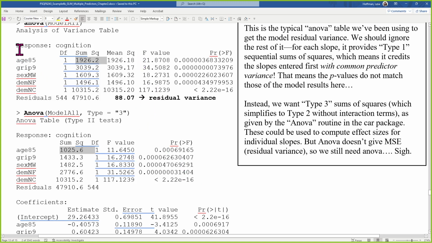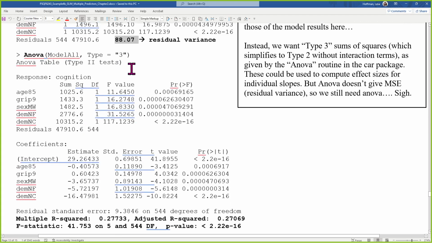So recapping, ignore all of this. I only need this number. And I thought, well, maybe I can get that number from the other Anova. No, you can't. The new Anova does not give you that number. So you still need both.